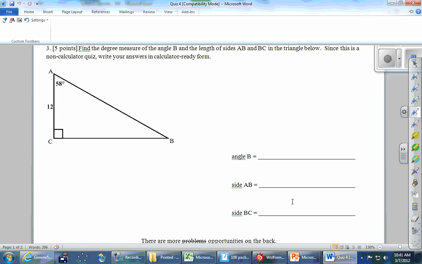So given a 58-degree angle and a side of 12 on this right triangle, it turns out that we should be able to figure out everything else there is to know about this triangle. You can find the other angle, you can find the other two sides. Finding the other angle is pretty straightforward. I think just about everybody got that right, so we're not going to look at the other angle, but I'm just going to focus on that 58. And all that we knew at this point was SOHCAHTOA.